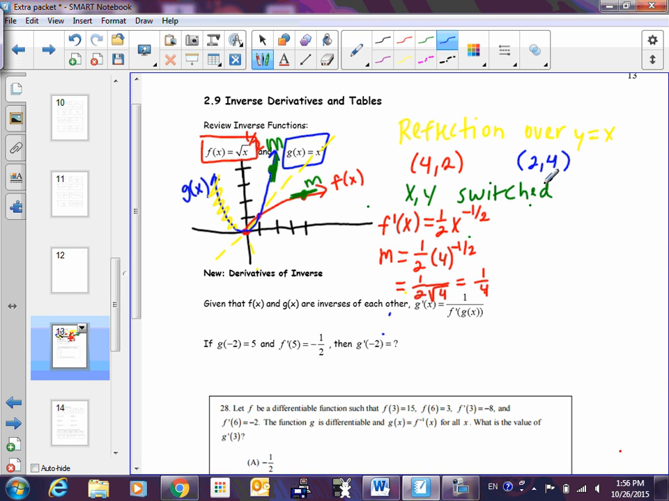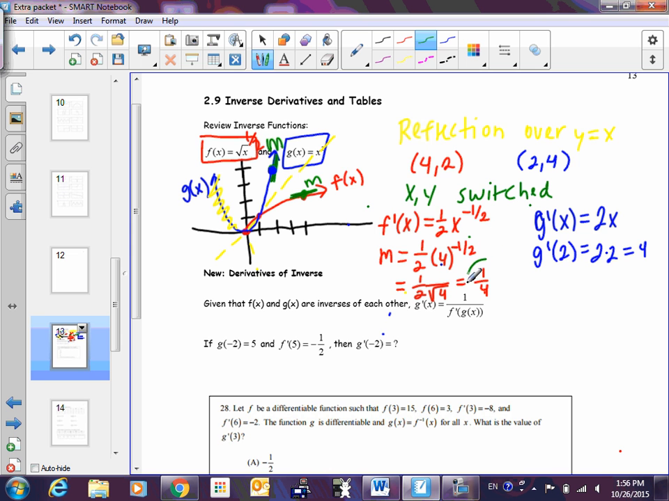Anybody want to take a guess as to what the slope's going to be up here? 4? So now we would do g prime of x. And since that was x squared, the derivative would be 2x. And now the x value here is not the same x value. Remember, all the x's and y's are switched. What's the x value at this point that I'm looking at now? 2, right? Not 4. So it's a different x value. And so that would be 2 times 2, which is 4.